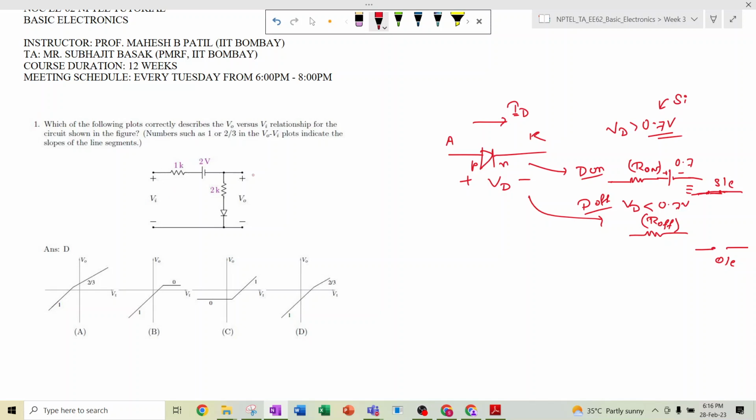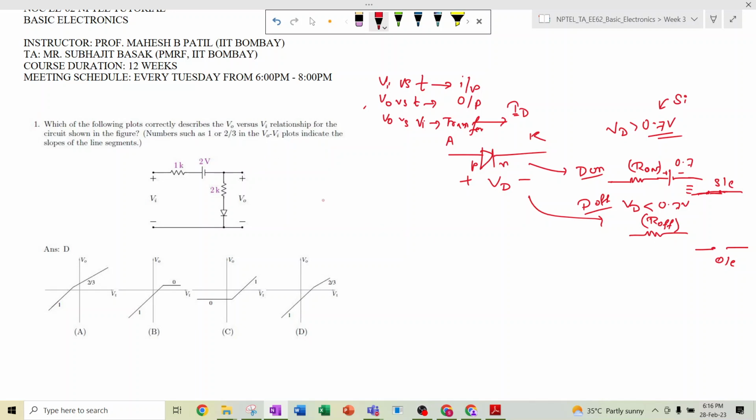So in this question it is asked: for the following circuit, what should be the VO versus VI relationship. If you plot Vi versus time, that is known as time domain characteristics. If you plot VO versus time, that is the output, also time domain characteristics. But VO versus Vi is known as the transfer characteristics. That means based on the input, what should be the output. So in this question they are asking about the transfer characteristics for this circuit.